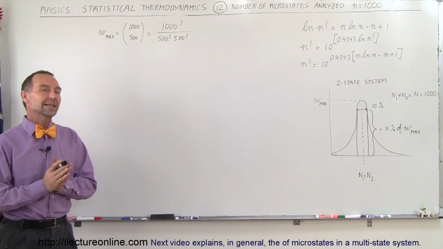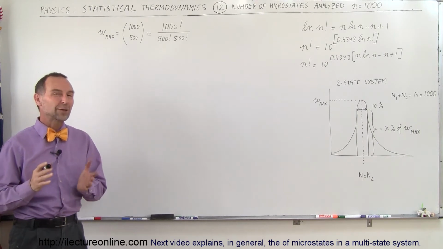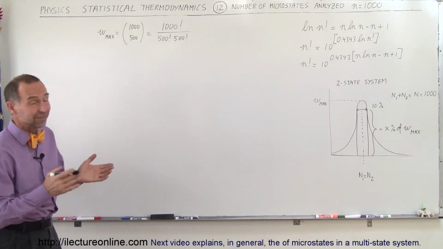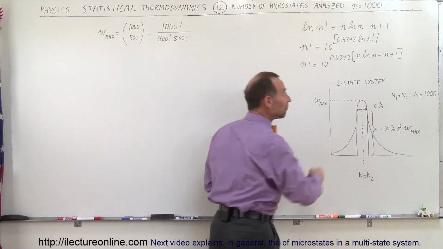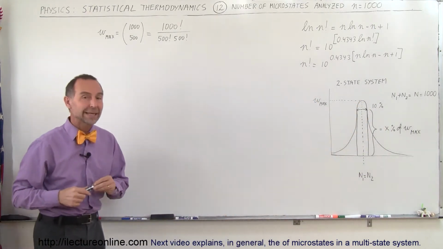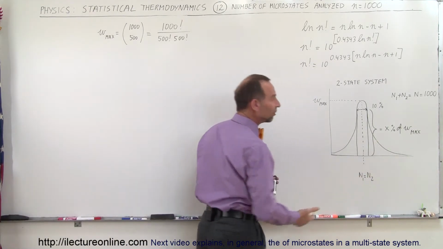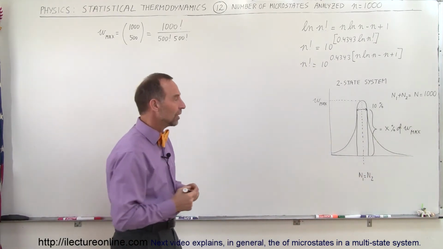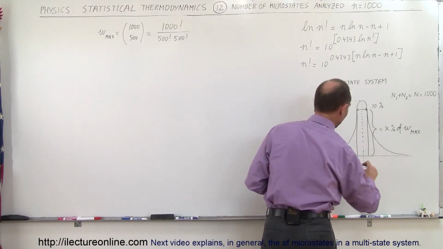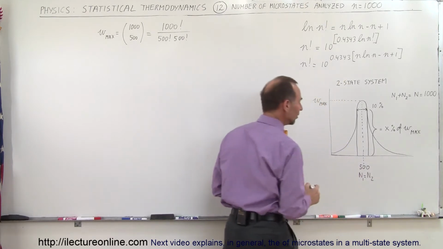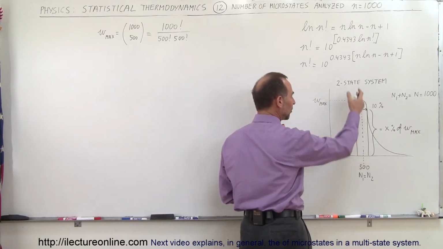Welcome to Electron Line, and here we're going to do an example where the population is now equal to 1,000. We still have a two-state system, so we still are going to have a distribution curve that shows us the number of microstates that this population can be in. It can be either in state 1 or state 2, where N1 and N2 represent the number in each of the two states. Of course, the maximum number of microstates will be achieved when we have 500 in each state. So when N1 equals 500 and N2 equals 500, we have the maximum number of microstates.